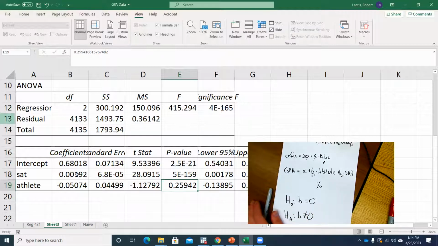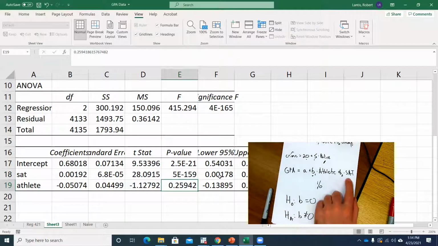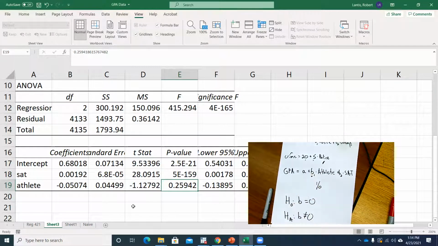So just by including one additional control variable, we eliminated that bias that existed and we find a completely different effect, right? We went from finding a pretty significant negative effect to basically we can't say that there's any relationship between being an athlete and GPAs.